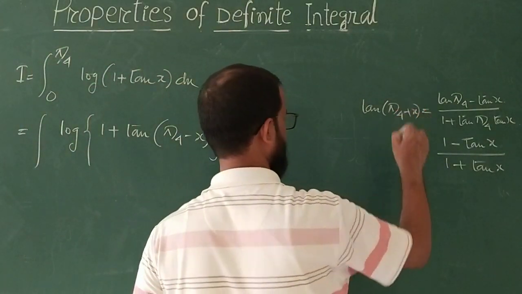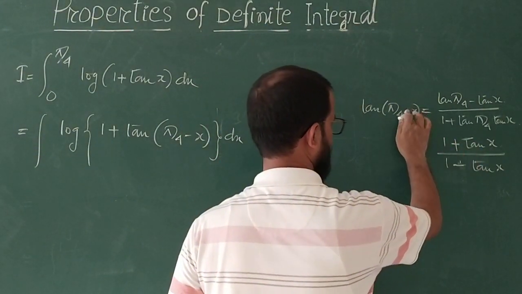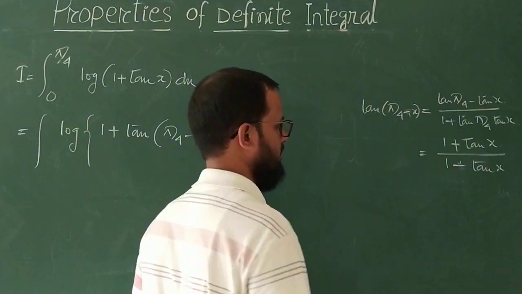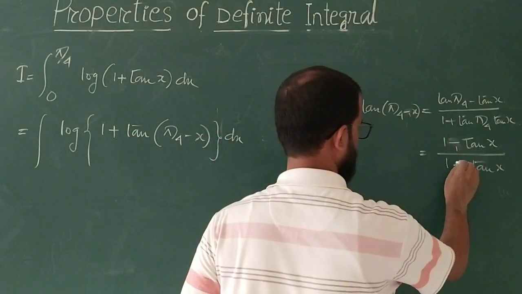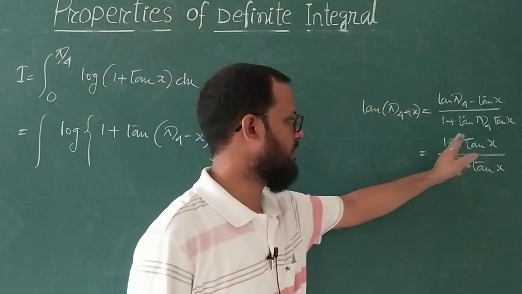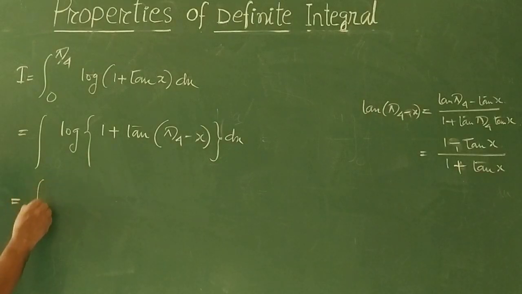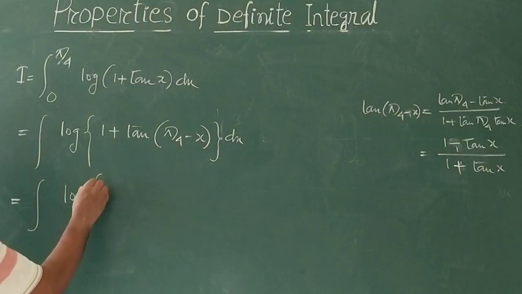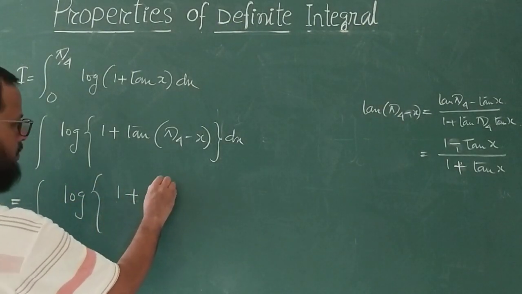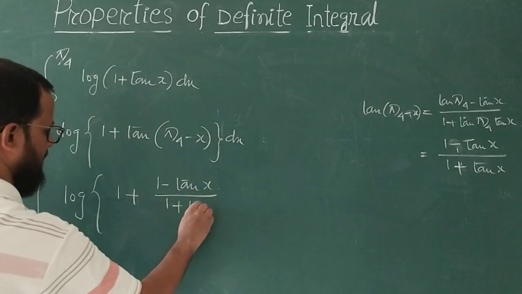If you get suppose pi by 4 plus x, तो इसमें प्लस आता है, इसमें माइनस आता है. ठीक है, तो याद रखना. So tan(pi/4 minus x) is equal to (1 minus tan x) by (1 plus tan x). Similarly, tan(pi/4 plus x) equal to (1 plus tan x) by (1 minus tan x). So use this particular formula. I am directly applying 1 plus (1 minus tan x) divided by (1 plus tan x).